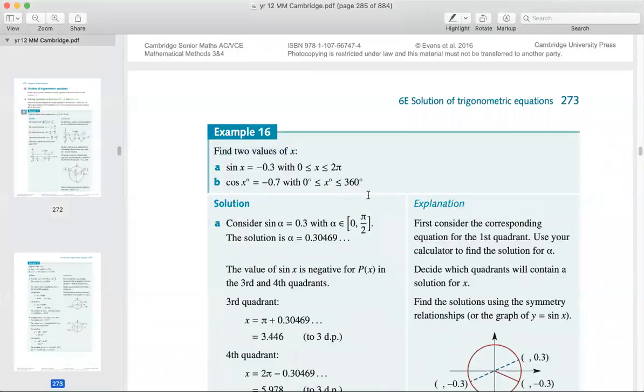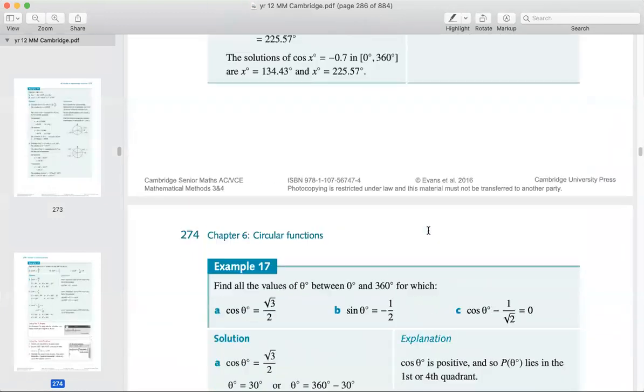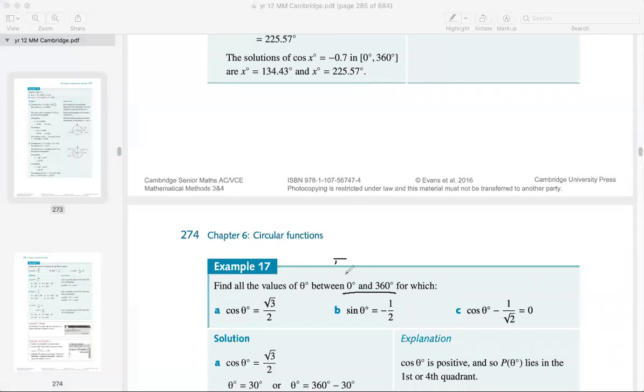For example 16, it will be the same, but in this case we have to use CAST because they're not special angles. Let's go down a little bit here. They ask us to write down solutions between 0 and 360, so technically 0 to 2 pi, right? But for this type of problem, they ask us to write in degrees. That's why we always need to write our final answers in degrees.